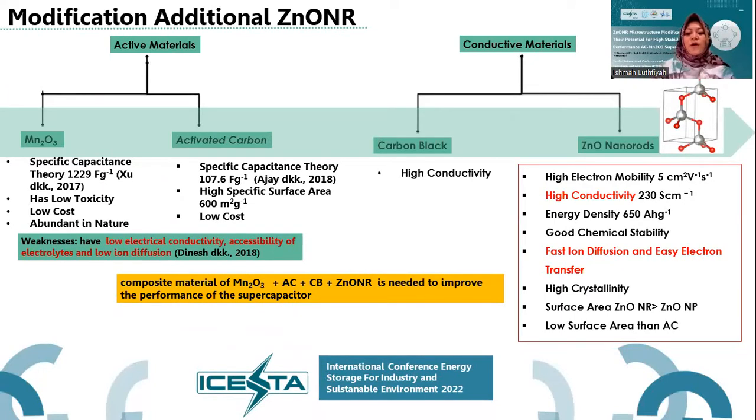If you want to make electrical energy storage, you must optimize the active materials and the conductive materials. For the active material, we use activated carbon and Mn2O3. For the conductive material, we can combine carbon black and ZnONR.